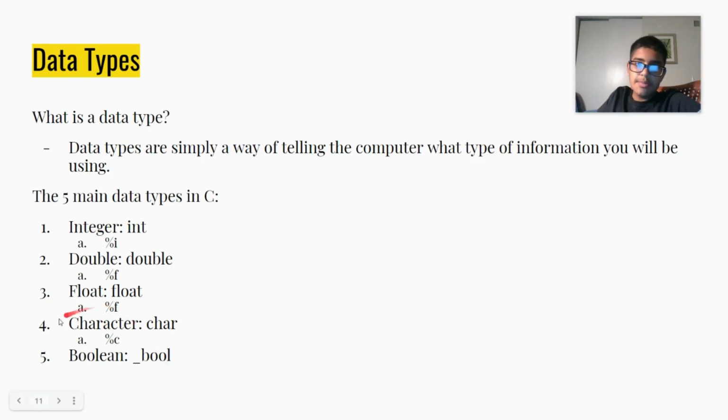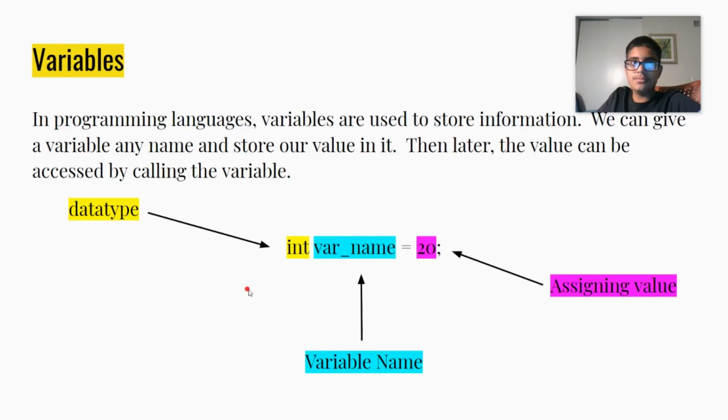Characters are basically a single letter. For example, a character would be just the letter A or the letter C or the letter I. And finally, booleans are true or false expressions. A boolean can only be one of the two, either it's true or false. The way we represent it is we do 1 for true and 0 for false, as you'll see later on in the video. So variables, what is a variable?